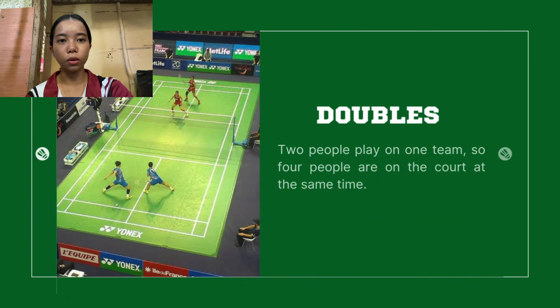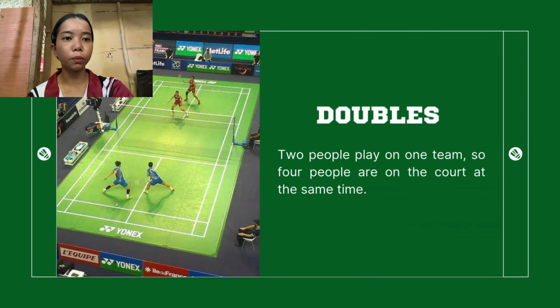Then we have the doubles. This is where two people play on one team. So basically, there are 4 people on the court at the same time.